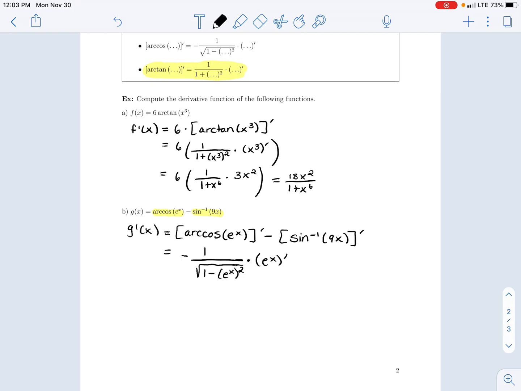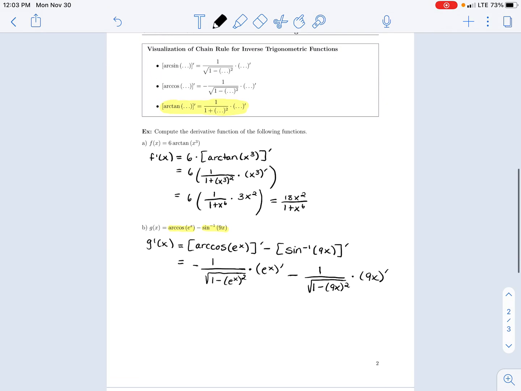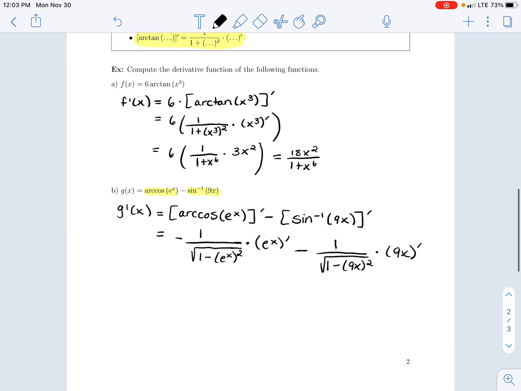Okay, and so now to take the derivative of my second one here, the derivative of sine inverse of 9x, that's going to be 1 over the square root of 1 minus 9x squared times the derivative of 9x. What I'm using there is the visualization of the chain rule. And now I need to figure out what's the derivative of e to the x, which is just itself, e to the x.